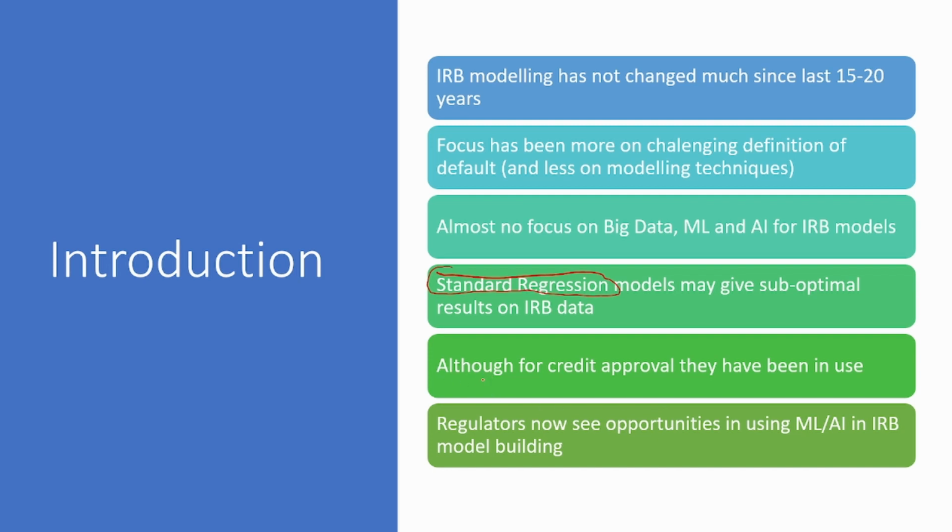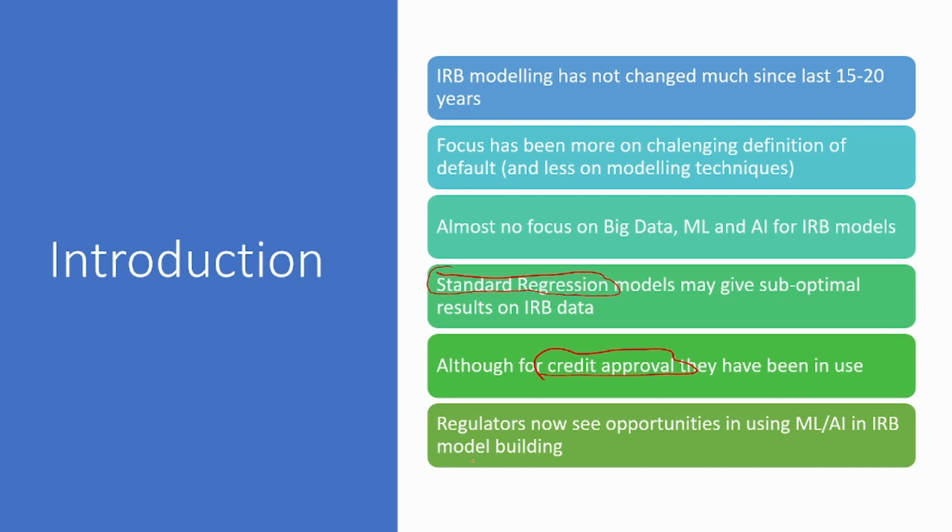However, banks have started using machine learning models for credit approval. The models used for credit approval are not necessarily the IRB models. Some banks use the IRB models even for credit approval, but many banks use separate models for credit approvals, and these models do not go through as much regulatory scrutiny as the IRB models do.